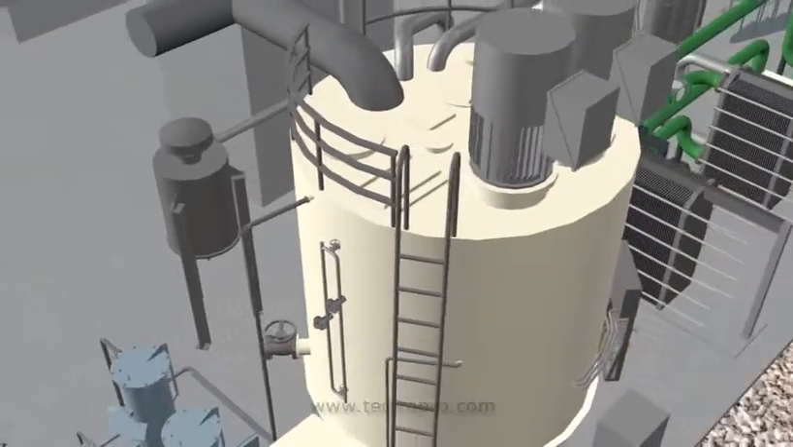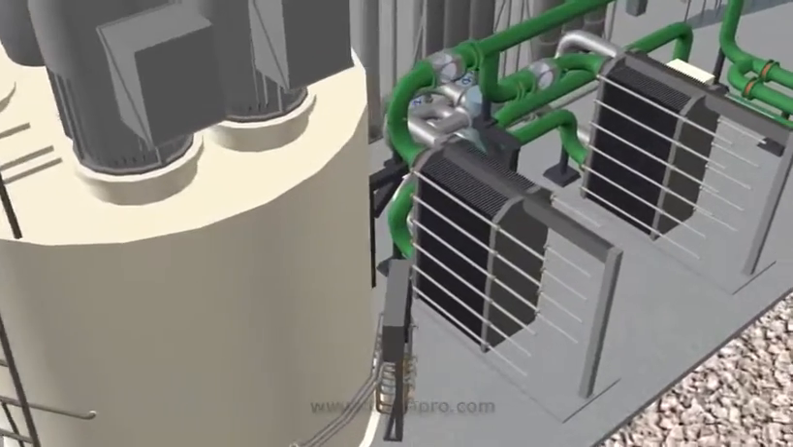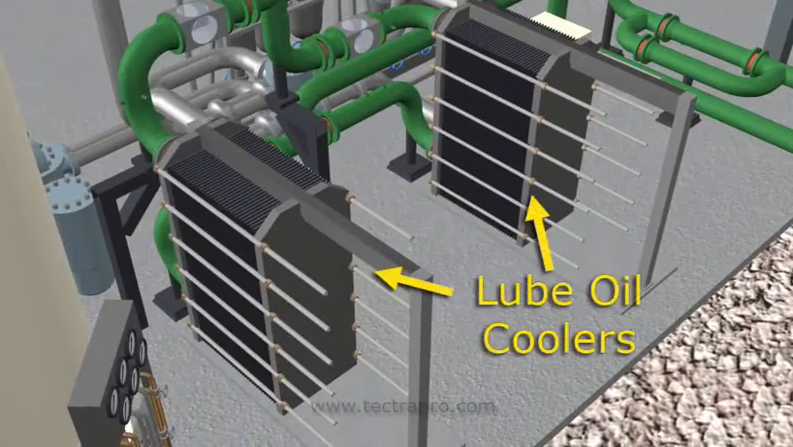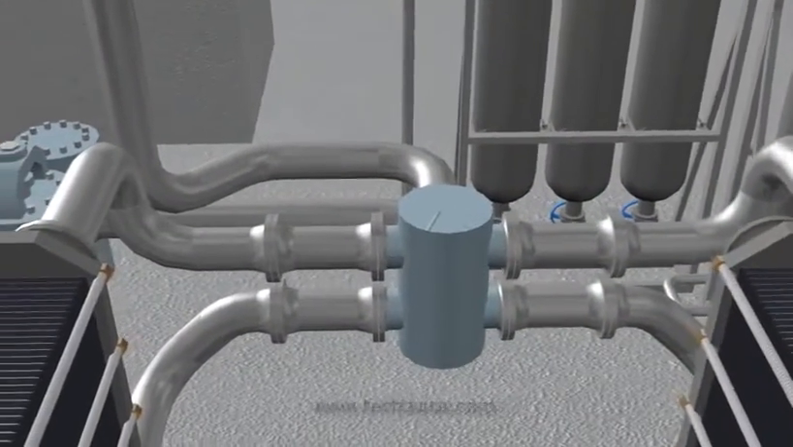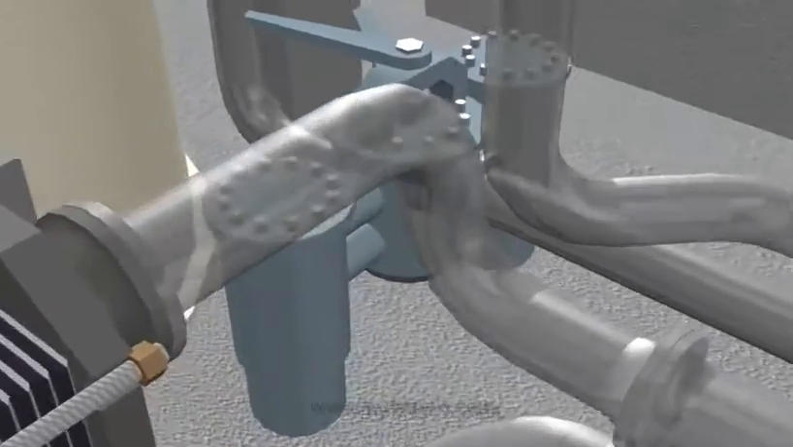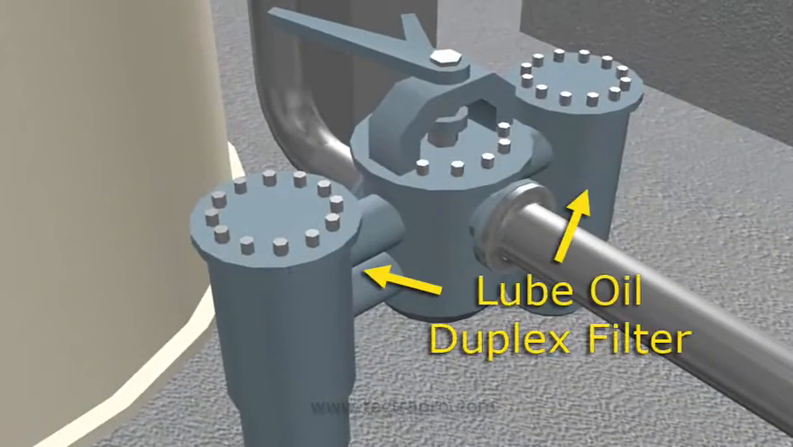Lube oil is pumped from the pump discharge through one of two lube oil coolers. Flow through the lube oil coolers is controlled by the selector valve located between the coolers. From the lube oil coolers, the oil continues through a duplex oil filter.